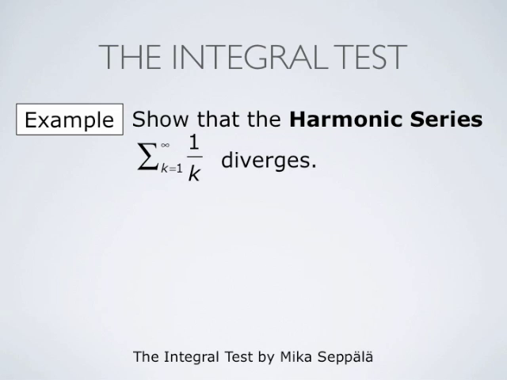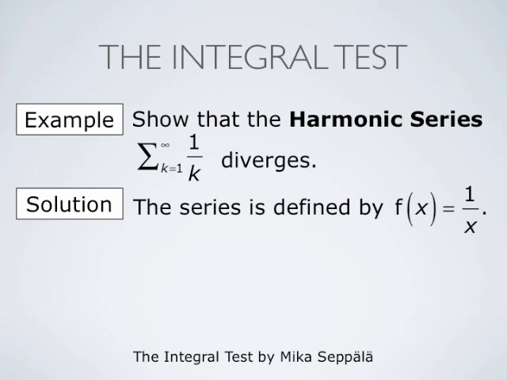A simple application of the integral test shows that the harmonic series summation k from 1 to the infinity 1 over k diverges. Namely, this series is defined by the function f of x equals 1 over x. This function is positive and decreasing for x positive. Therefore, we can apply the integral test. And we observe that the improper integral from 1 to the infinity dx over x equals a limit as b goes to the infinity of the integral from 1 to b dx over x.